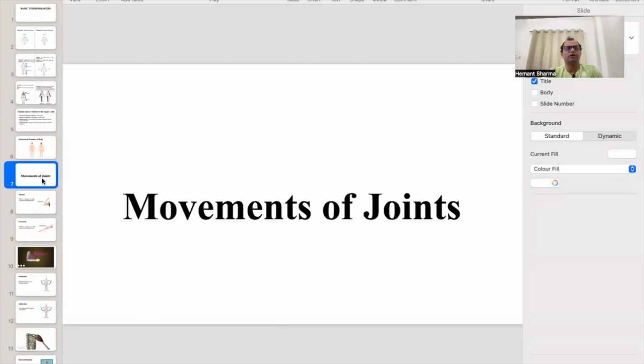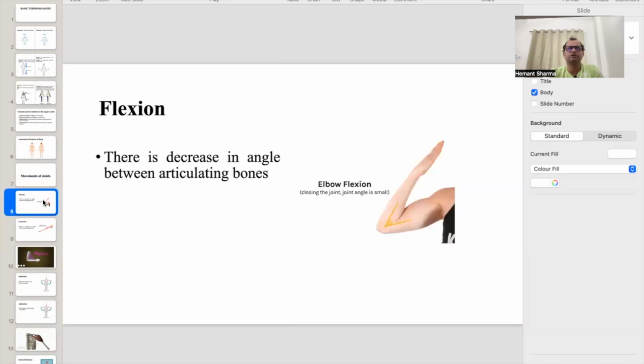So now we are coming to the joints movement. We already have seen this is the flexion, right? We talked yesterday that this is flexion. Flexion means we are decreasing the joint angle.